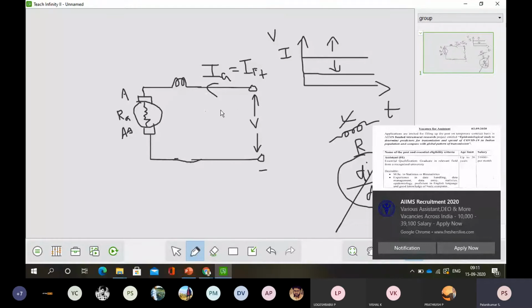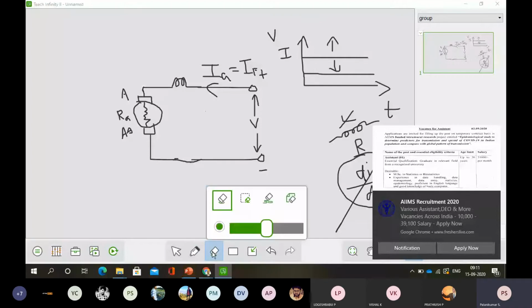Why is it called a series motor? Whatever current is passing through the field coil, because now the coil is connected in series with the armature instead of parallel, this is going to be in series with the armature. That is why it is called a series motor. The earlier connection was parallel to the armature coil. That is why it is called a parallel motor.